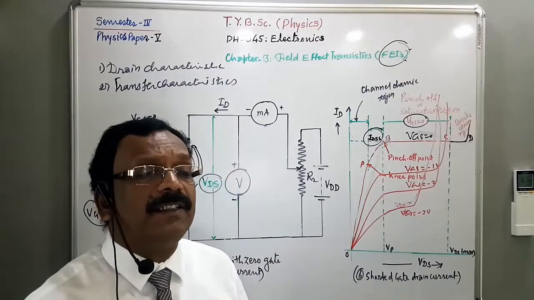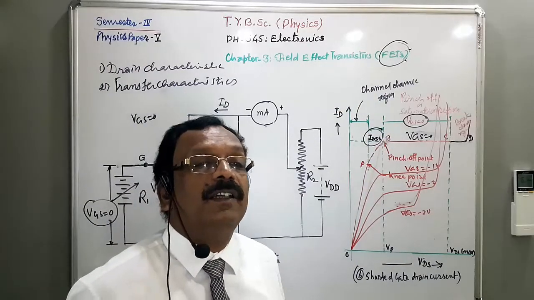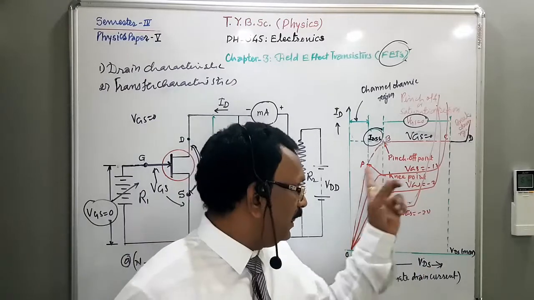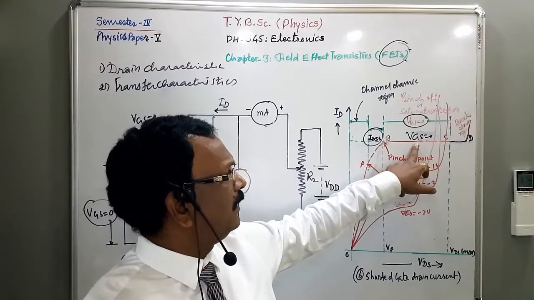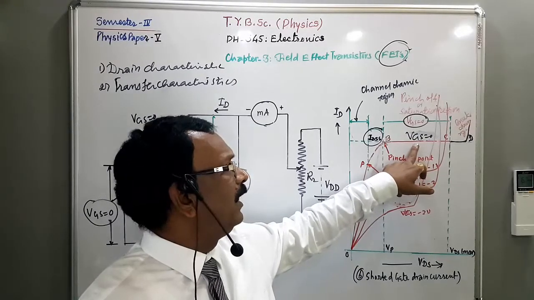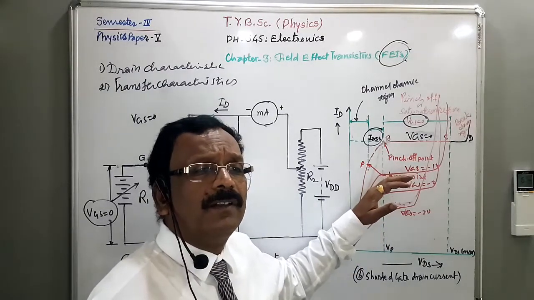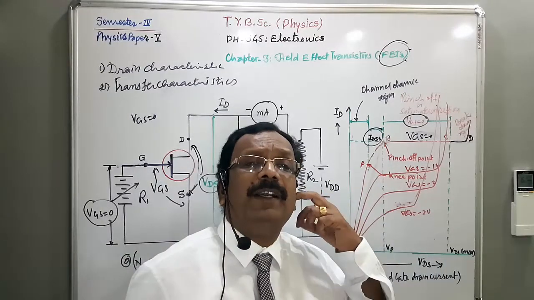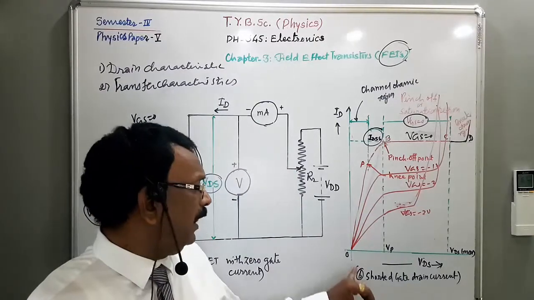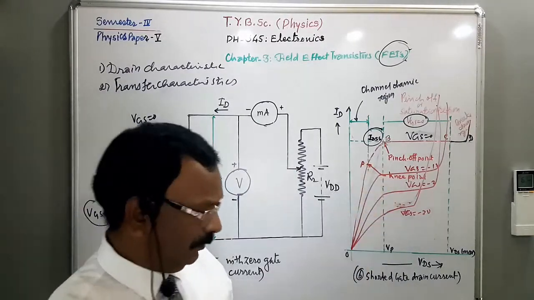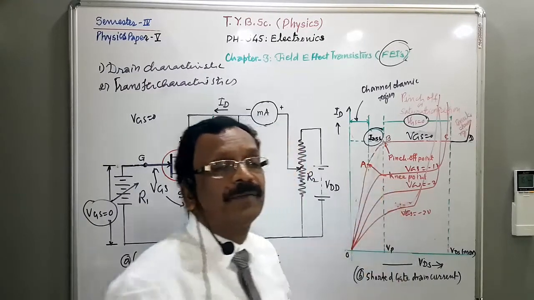Now in this drain characteristics, this ohmic region is very important. Consider any one drain characteristics curve. So suppose we consider this first drain characteristics, with the voltage between gate and source constant. Any drain characteristics curve may be divided into 4 important regions. First region is OA. This is the first region, O to A.